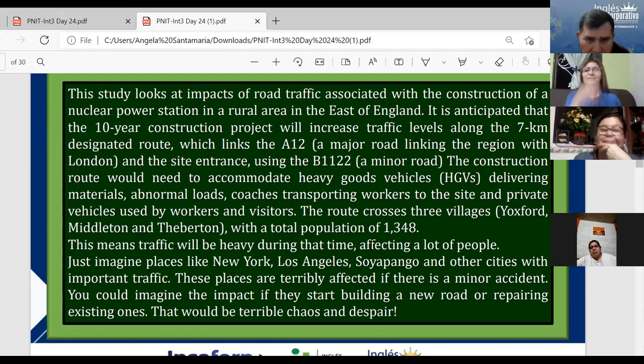How is 11? I just said 11, A11, A12, 22, a minor road. The construction road will need to accommodate heavy goods vehicles. How do you say the H in English?